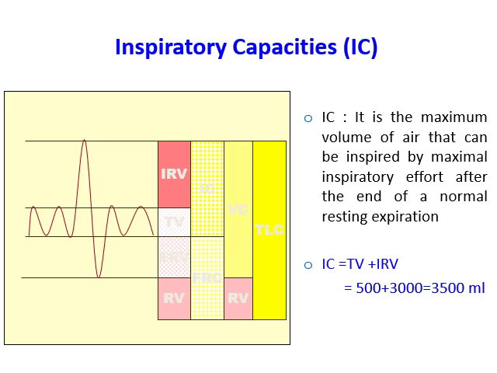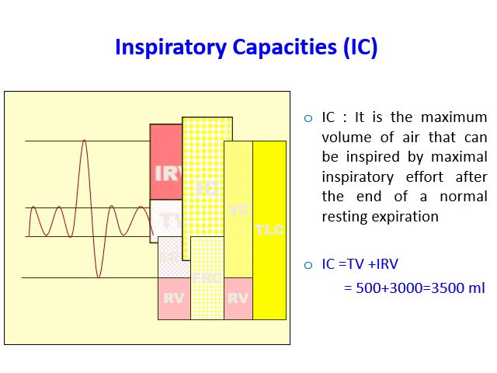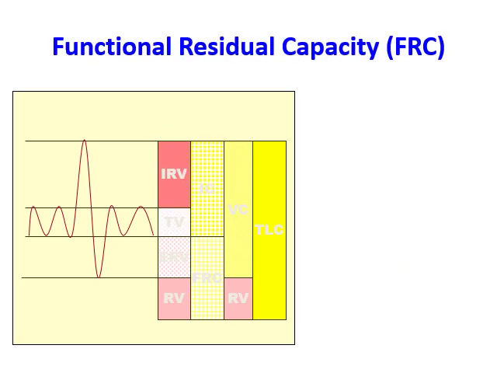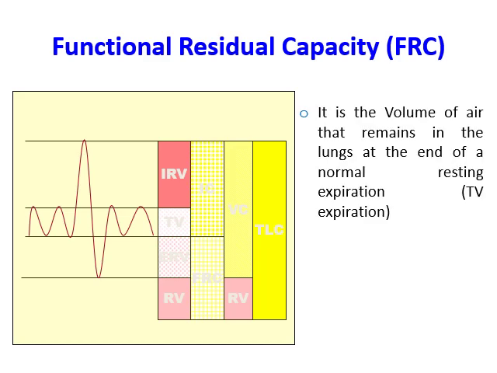And how much is it? It's approximately 3,500 milliliters of air. And where can you find this in the spirogram? The inspiratory capacity is this. The second lung capacity is the functional residual capacity. It's the volume of air remaining in the lung at the end of a tidal expiration. So it equals the expiratory reserve volume plus the residual volume.